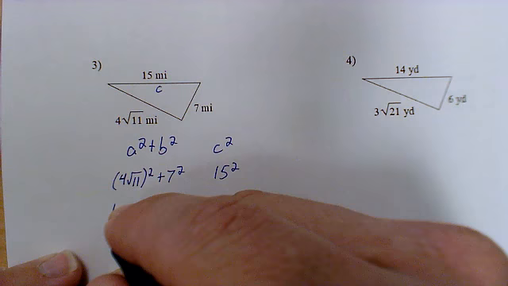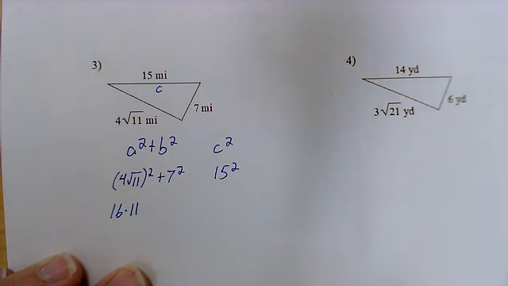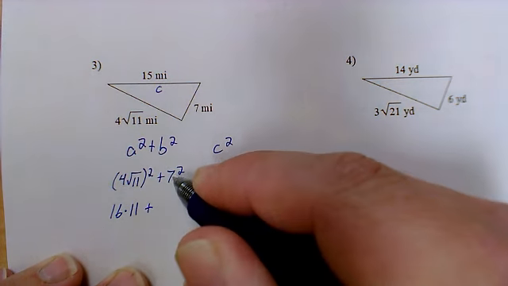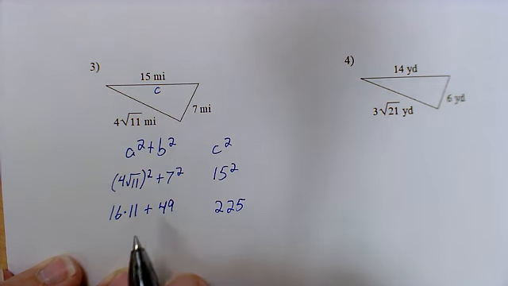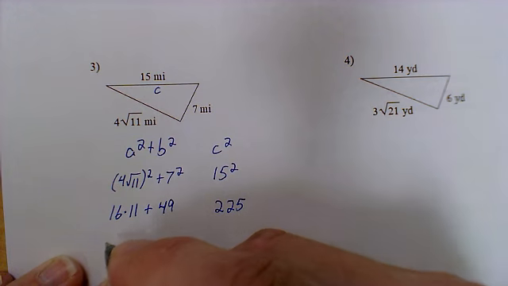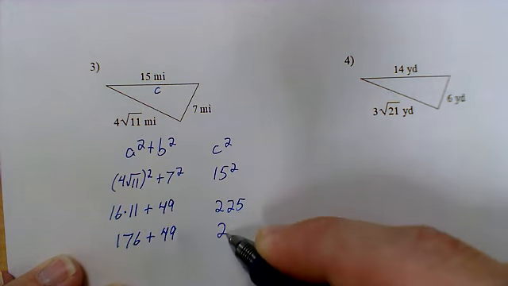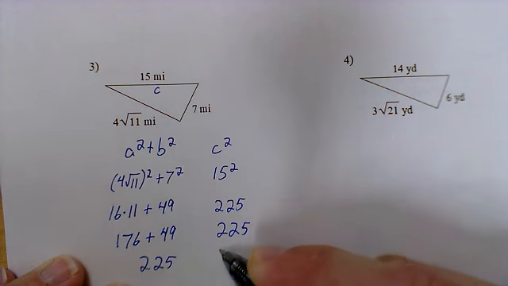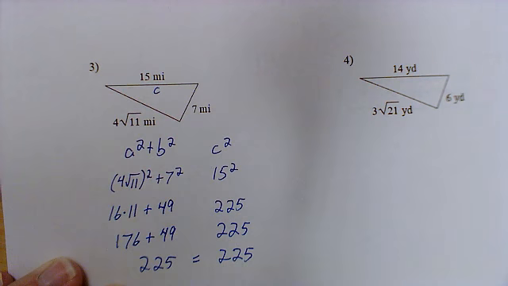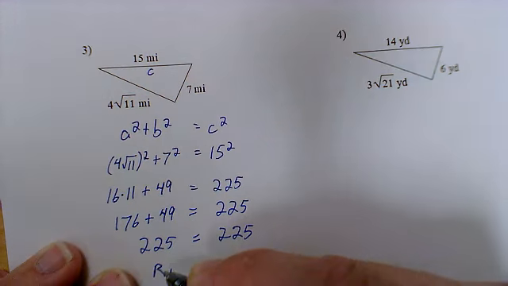So 4 squared is 16 times root 11 squared is simply 11. The square root and the square cancel. Plus 7 squared is 49. 15 squared is 225. Now I'm going to do 16 times 11, which is 176. And 176 plus 49 is 225. So now I've got my sign, which is equals, because 225 equals 225. Since that's the case, it is a right triangle as my final answer.